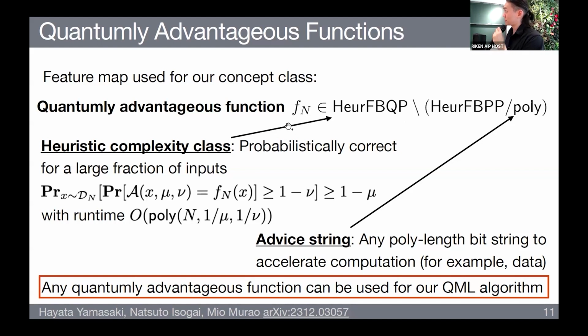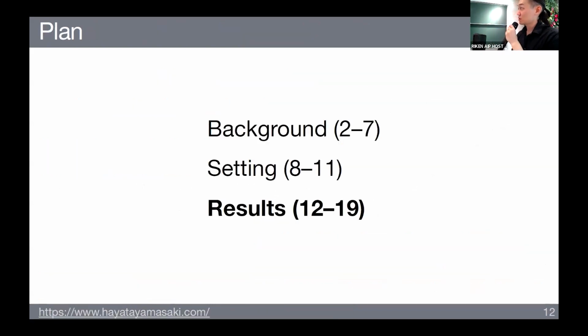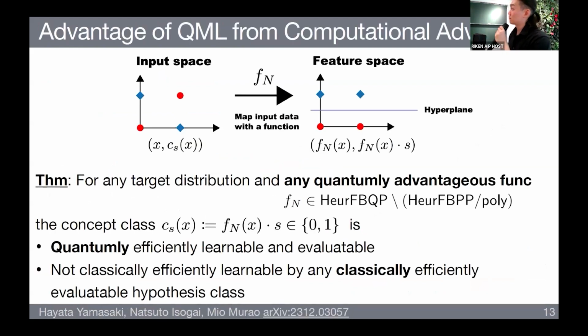The whole point is that previous work was limited to using a special class of such functions, such as the discrete log computed by Shor's algorithm. But in our work, we can take any quantum advantage function for our quantum machine learning algorithms. Using this setting, motivated by linear feature mapping and linear separation, our main result is as follows. For any data distribution and any quantumly advantageous function that can be computed quantumly but not classically, we consider the concept class, which maps n-dimensional input into the feature space representing the space of bits, and then considers a hyperplane on the feature space for the classification.